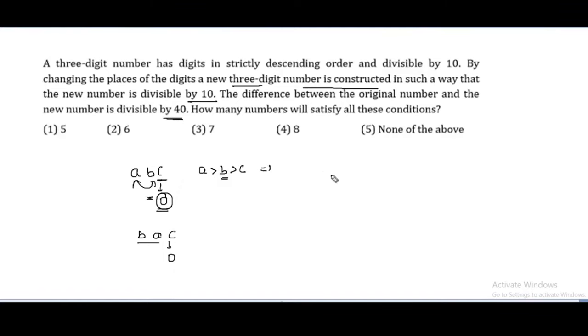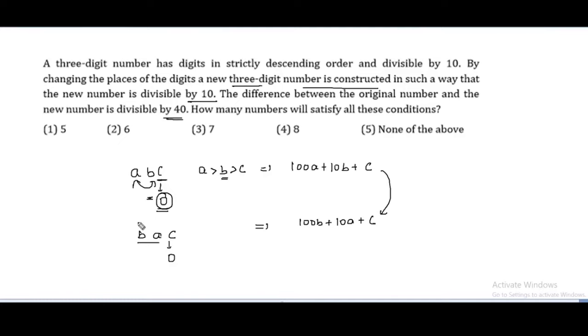Now, what is the original number? The original number is 100A plus 10B plus C. And what is the new number? The new number is 100B plus 10A plus C. The difference between the original number and the new number is a multiple of 40. Which number is the larger number? This number or this number? A is greater than B, right? Digits are in descending order. So if A is greater than B, this number has to be more than this number. So if I subtract this number from this number, I'll get 90A minus 90B. That number should be a multiple of 40. How many numbers will satisfy this condition?